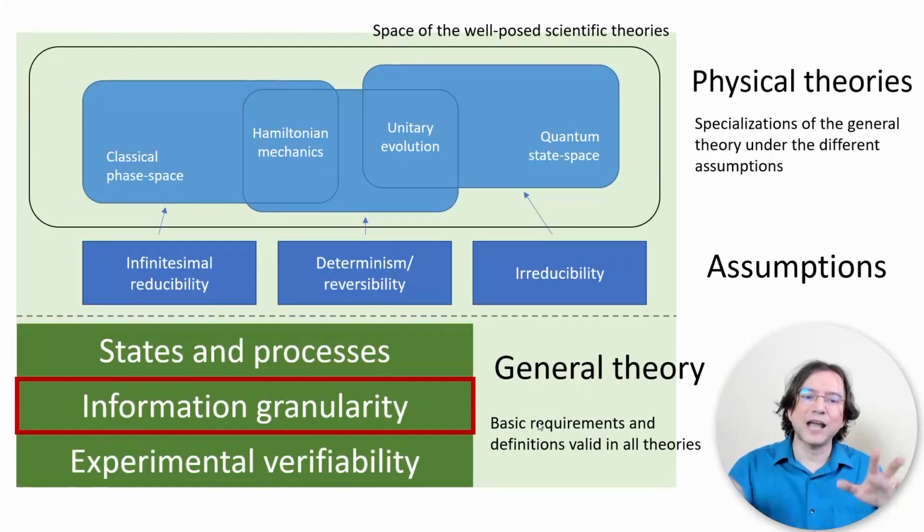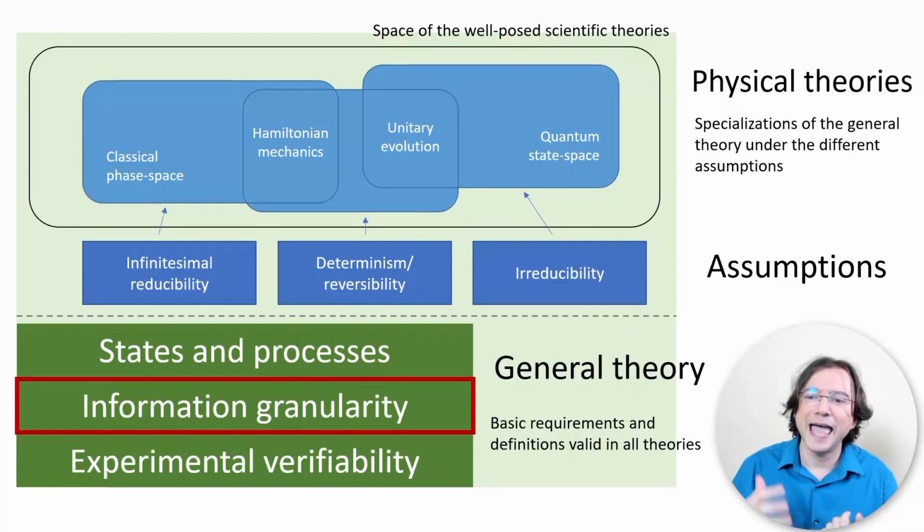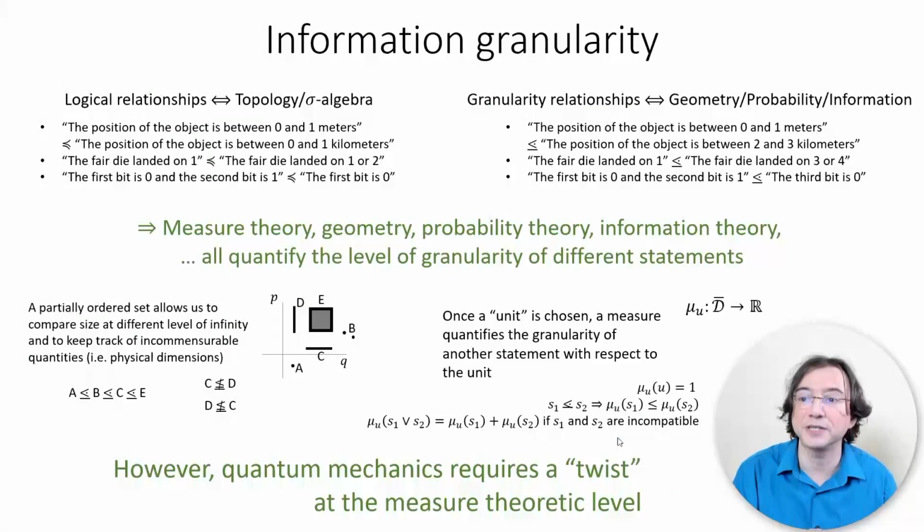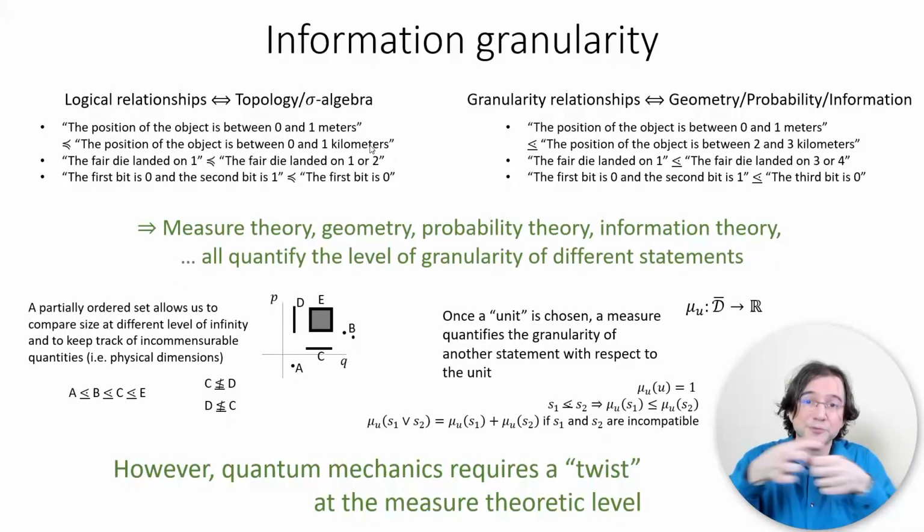Now, the second layer of serial mathematics is a lot less well developed, and it's essentially the idea of giving a notion of, let's say, accuracy, of how fine the description is in each measurement. So in each verifiable statement. We saw before that logical relationships are the purview of topology, sigma algebra. So if I say that the position of an object is between 0 and 1 meter, this is a narrower statement than the position of the object is between 0 and 1 kilometers. And narrower means really that the statement is contained in the other.